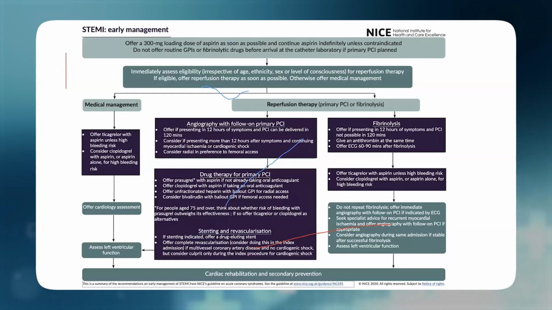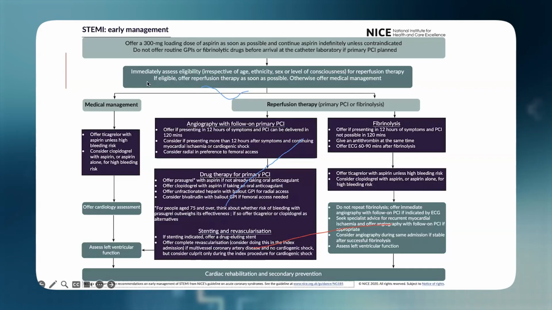Do not repeat fibrinolysis. Even if the patient is having chest pain and there is a failed fibrinolysis, the patient needs to be taken up for PCI. PCI is percutaneous coronary intervention, right? Do an echo, assess left ventricular function, angiography with follow-on primary PCI. If within 12 hours of symptoms and PCI can be done within 120 minutes, which can be done in most of the cath labs, we should take the patient for PCI.